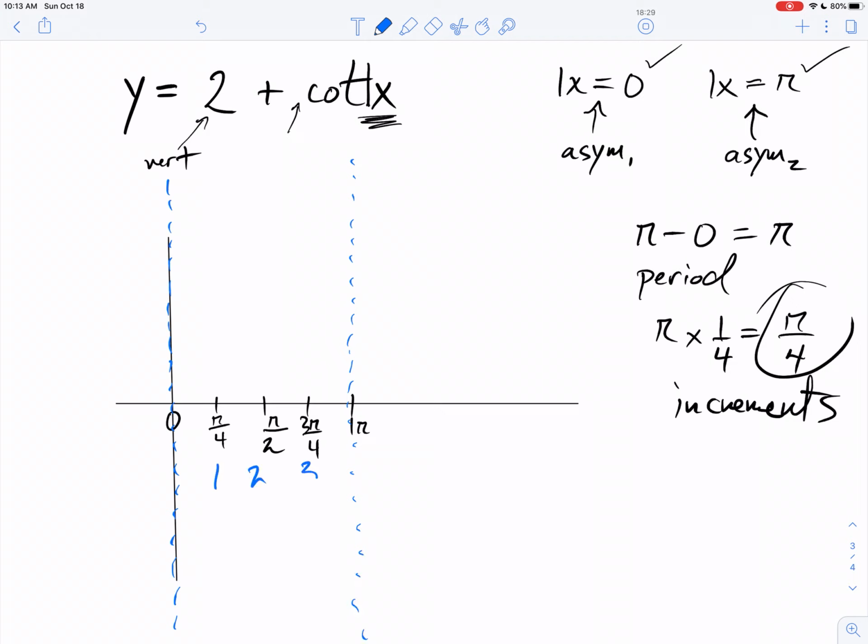1, 2, 3 locations. Asymptote, 1, 2, 3. Okay, I'm going to get rid of those 3 locations, but that's what I mean by asymptote, 1, 2, 3. You always have 3 dots in the middle.